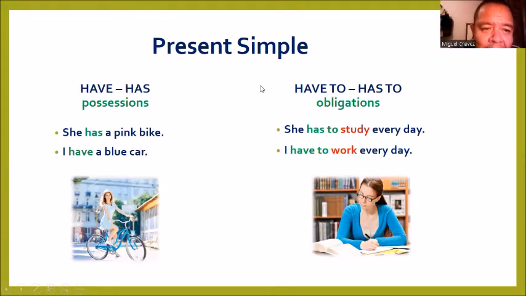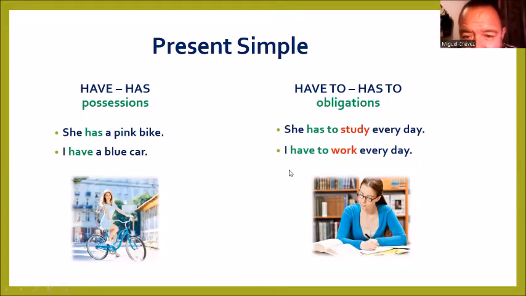Okay, then here we have two examples for these two functions. She has a pink bike. It means that she possesses a pink bike. I have a blue car. Okay, in these two examples, we are talking about people's possessions.